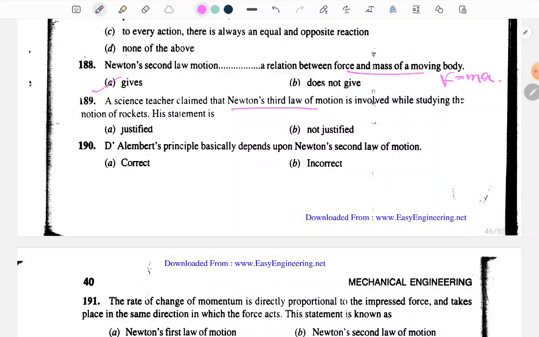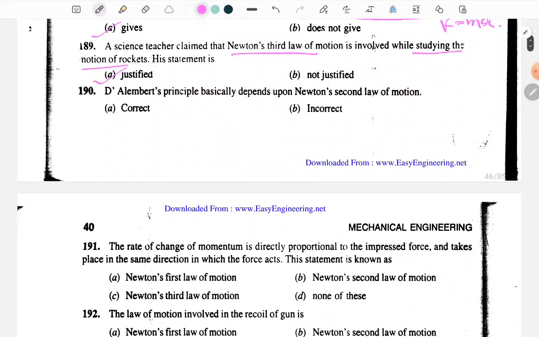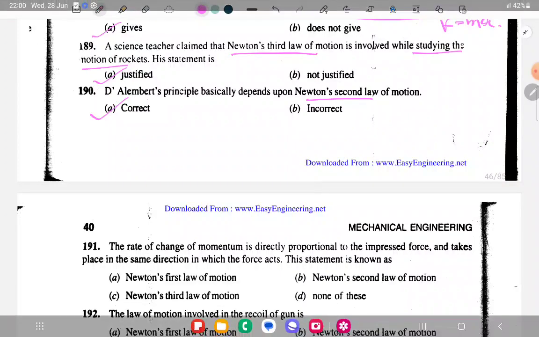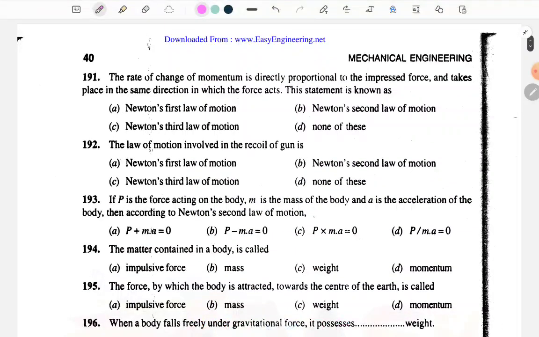Newton's third law of motion is involved in studying the motion of rockets. Yes, it is justified, it's correct. D'Alembert's principle basically depends on Newton's second law. The rate of change of momentum is directly proportional to the imposed force and takes place in the same direction in which the force acts. This statement is known as Newton's second law.